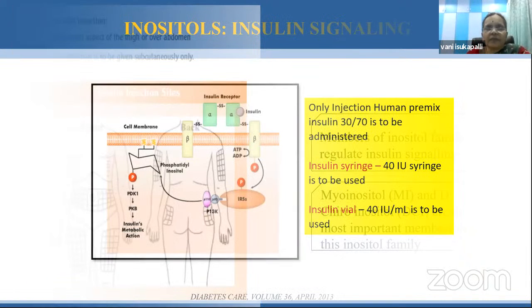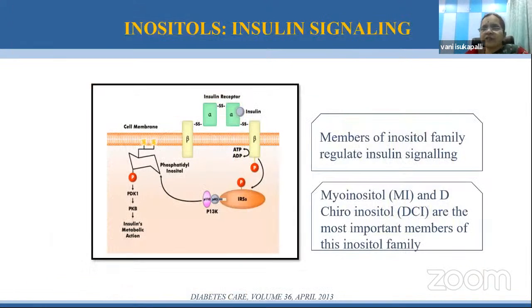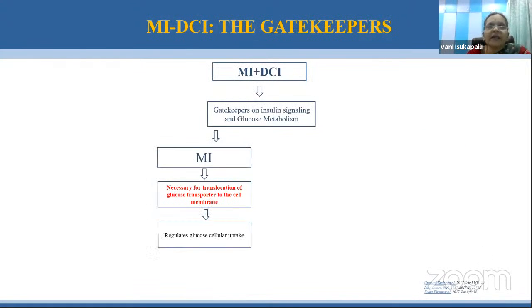Coming to inositols, we said these are emerging. What are these inositols? The members of the inositol family are known to regulate insulin signaling. We have two important members of this inositol family, that is myoinositol and D-chiro-inositol. So these are the two things which are there in the inositol family.